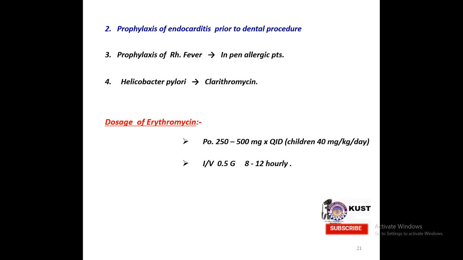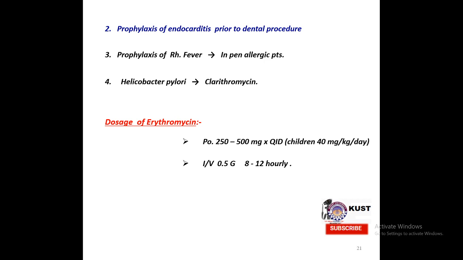Mostly we prefer erythromycin, most commonly in H. pylori eradication therapy, mostly in the triple and quadruple regimens. Most commonly we add erythromycin.